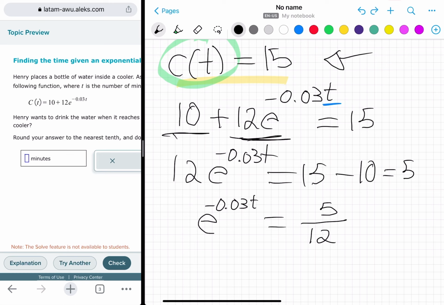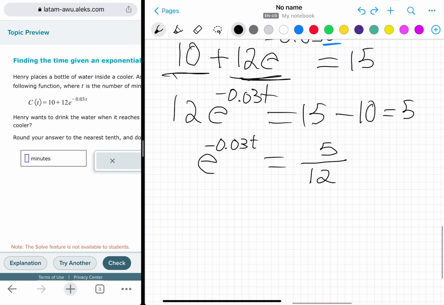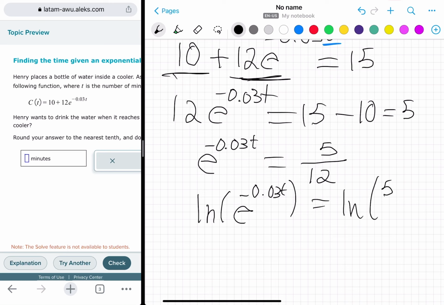Now, as you remember from the previous model, exponential and logarithmic equations, whenever I have the number that I want to solve for in the exponent, I need to apply logarithms to leave it alone. I will apply a natural logarithm because the base of this exponent is the number e. Anytime I have that, I apply natural logarithm. So I will apply a natural logarithm on both sides of the equation. I will have the natural logarithm of e to the minus 0.03 t, which equals the natural logarithm of 5 over 12.